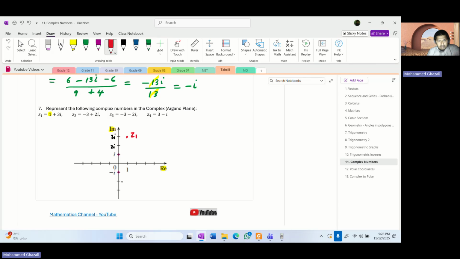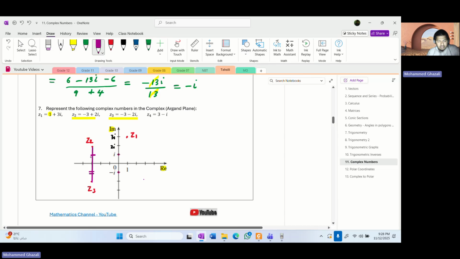Minus 3 plus 2i. Minus 3, minus 1, minus 2, minus 3, plus 2i. So you get that. That's the point Z2. Right? Then Z3 is minus 3 minus 2i. Minus 3 minus 2i is right here, directly below. But if you notice, Z2 and Z3 are complex conjugates of each other. Now, what does a complex conjugate mean? The complex conjugate means it's just a reflection across the real axis. So the distances between the real axis and the complex numbers are the same. That's what a complex conjugate means, right?